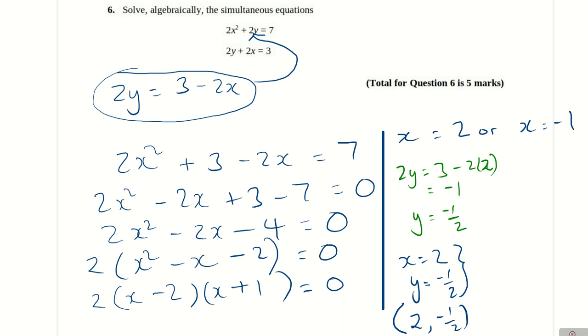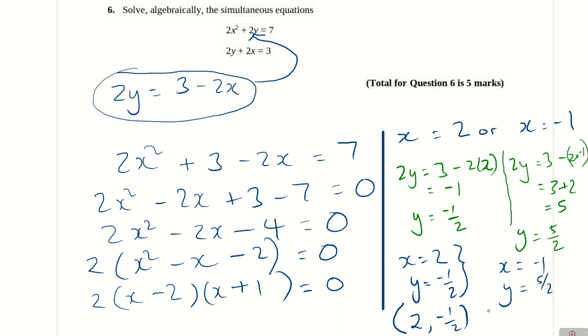Now, the other one is when x is minus 1. So to find y, we just do 2y equals 3 minus 2 times minus 1 equals 3 plus 2 equals 5. So y equals 5 over 2. And there we have our second solution, x equals minus 1, y equals 5 over 2. And some people might write it like that.